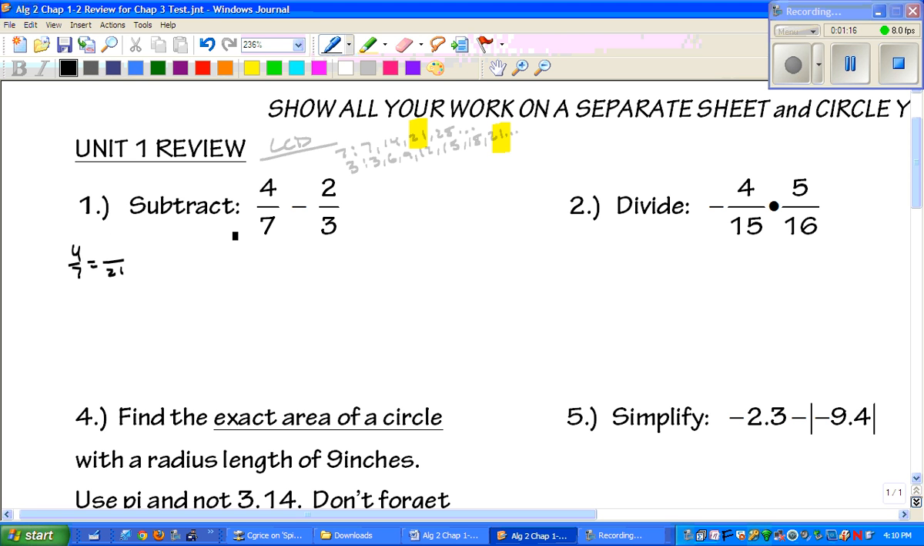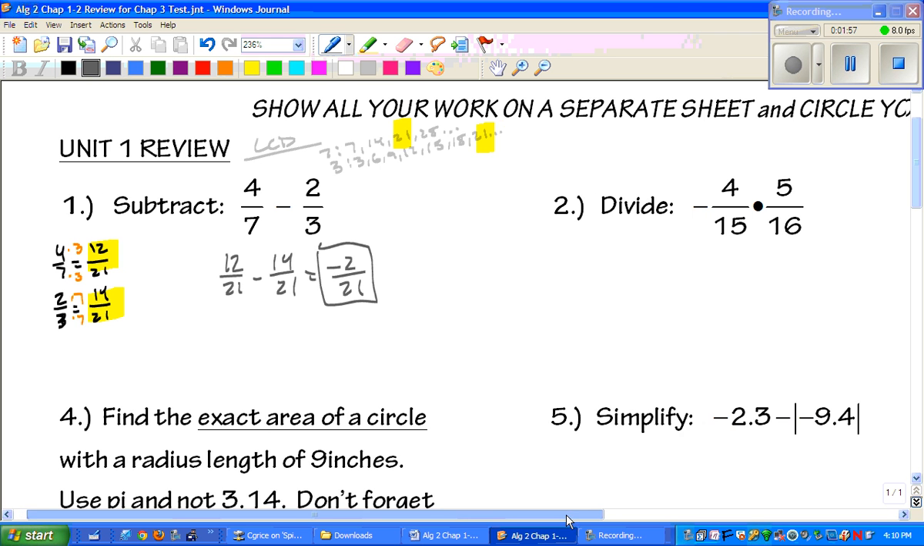4/7 equals what over 21? And 2/3 equals what over 21? So you multiplied by 3, so we get 12. On this one, we multiply by 7, you get 14. So these are our new fractions. So this is really saying 12/21 minus 14/21. Okay? And you get a negative 2/21. Now, is that in lowest terms? It is. We cannot reduce that. So that is our final answer.